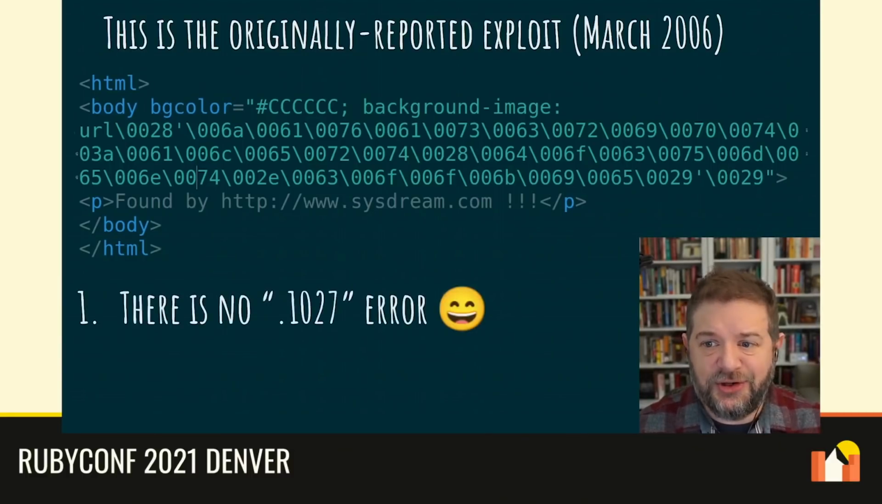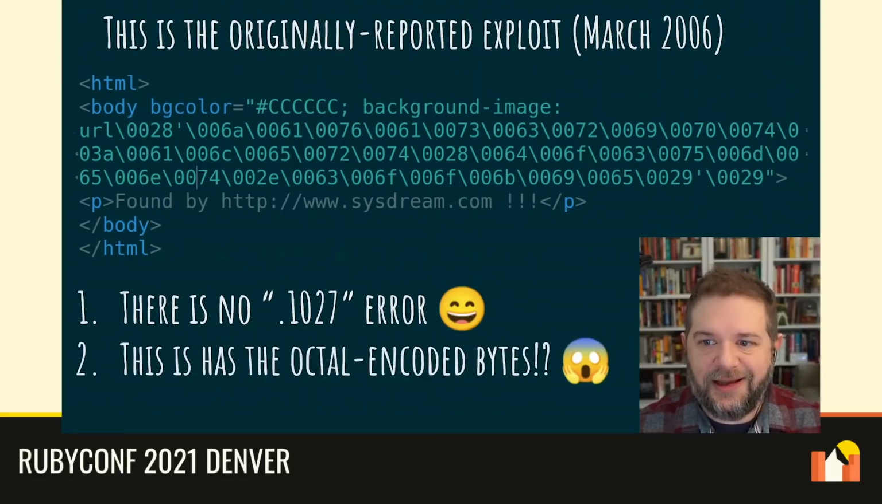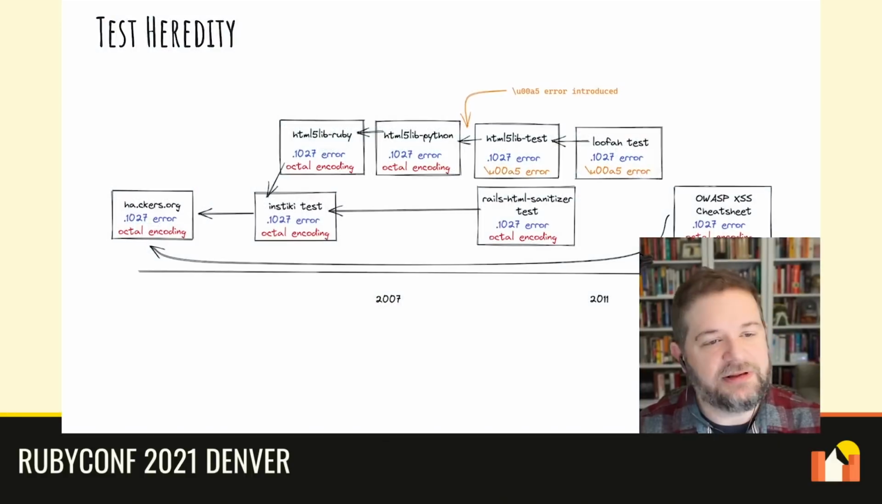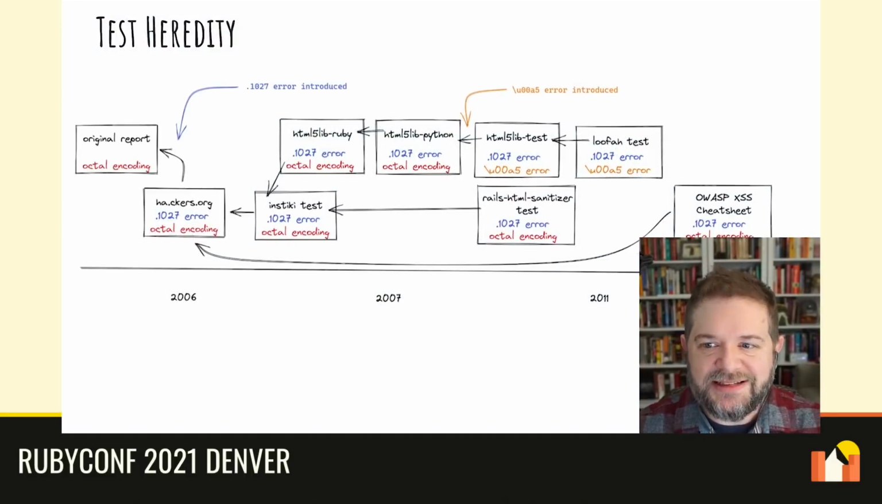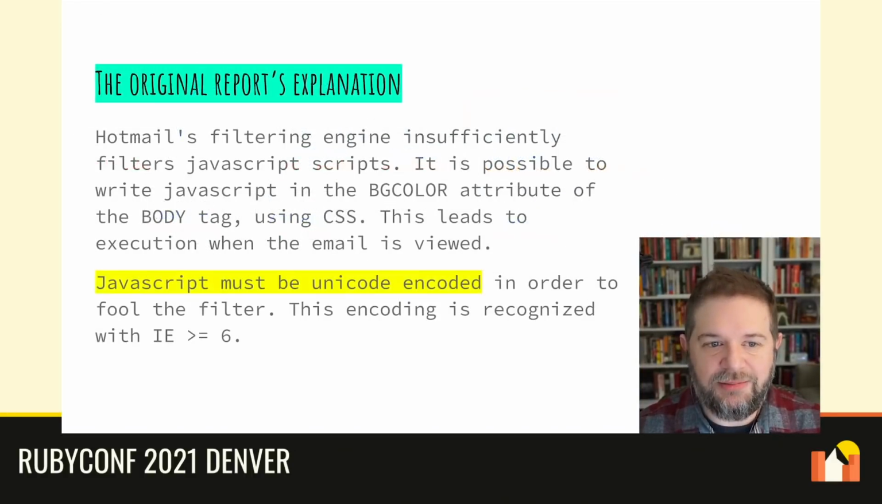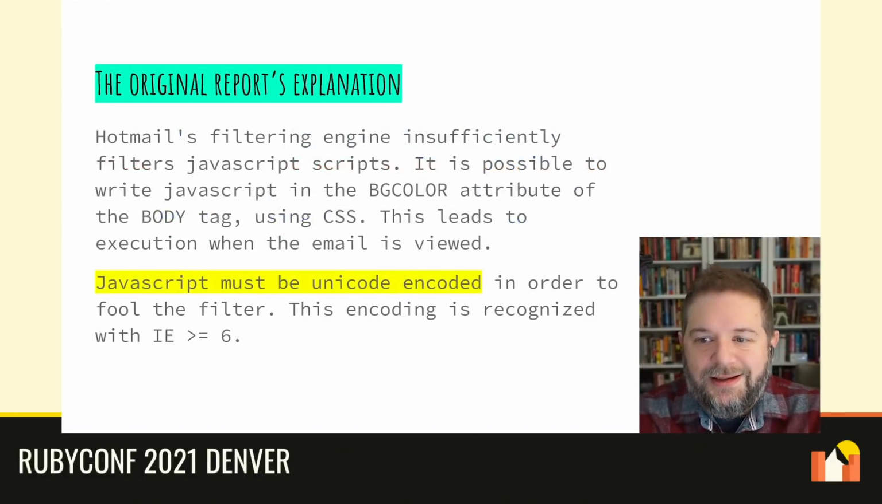This is the originally reported exploit. Two things to note: there's no 1027 error. So now we know that hackers.org introduced that error. But this still has the weird octal encoded bytes. Like, I feel like I'm taking crazy pills at this point. Let's update our heredity diagram, but let's circle back because I'm starting to think that maybe this encoding is telling me I'm missing something.